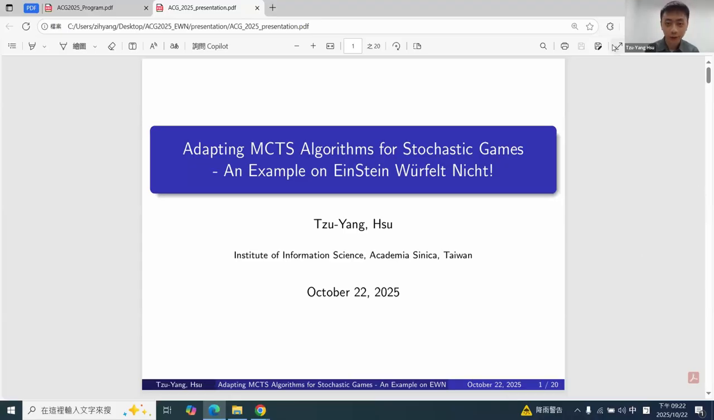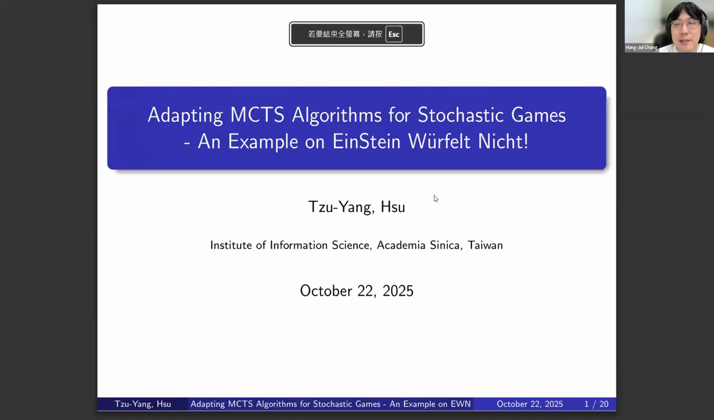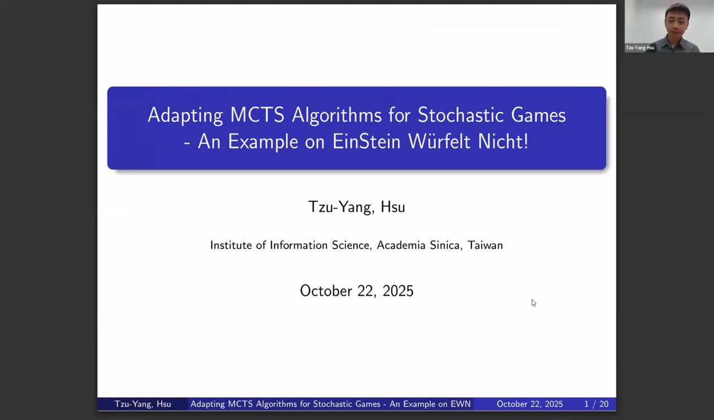Is the screen visible? Yeah, it's full screen right now, and we can also hear you. Okay. So, the third presenter is Tzu-Yang Xu, and he's going to present his work entitled Adapting MCTS Algorithm for Stochastic Games and an Example on EinStein Würfelt Nicht. Let's welcome the presenter.